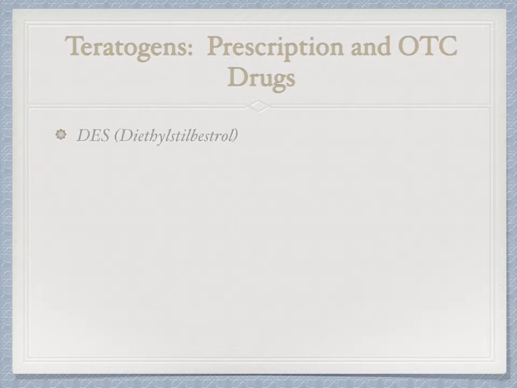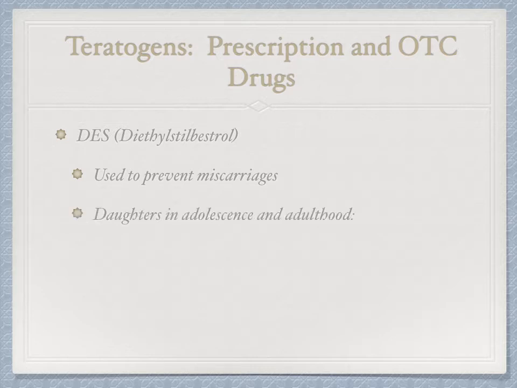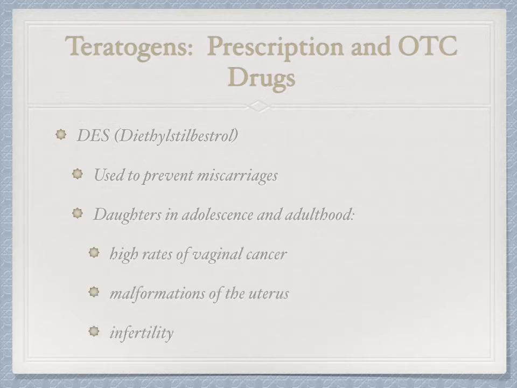DES is another one of the known teratogens that's no longer really used, and we know to keep it away from pregnant women. And what's ironic about this one is that it was actually used to prevent miscarriages. So it was actually used for almost specifically pregnant women. And what they found much, much later is that daughters of women who were prescribed DES had higher rates of vaginal cancer, had malformations of the uterus, and had issues with infertility.